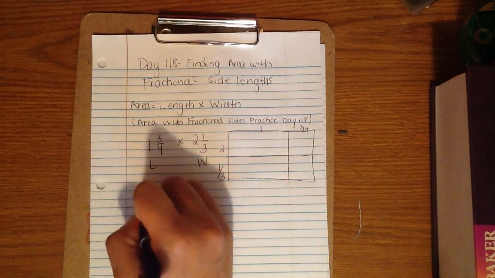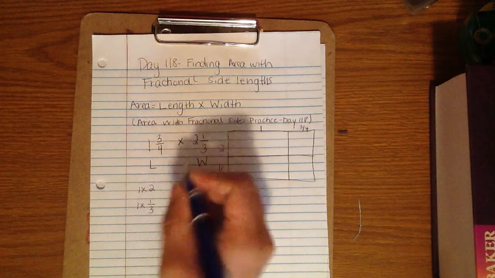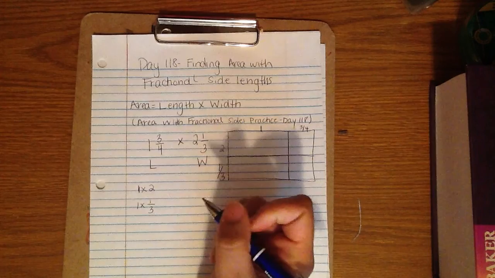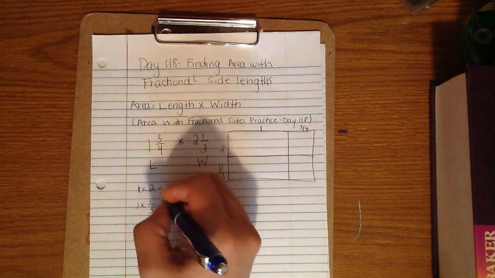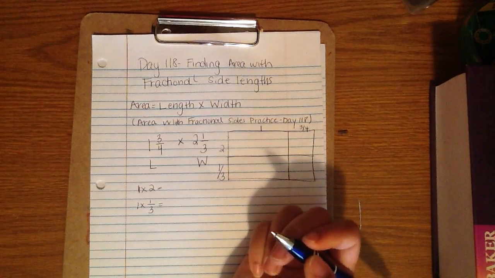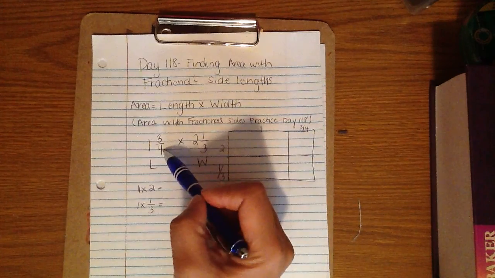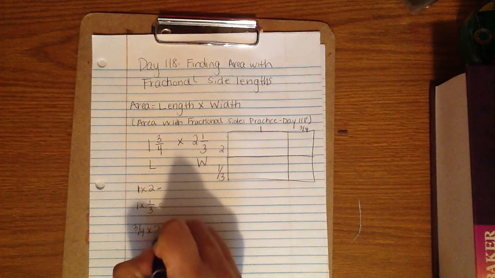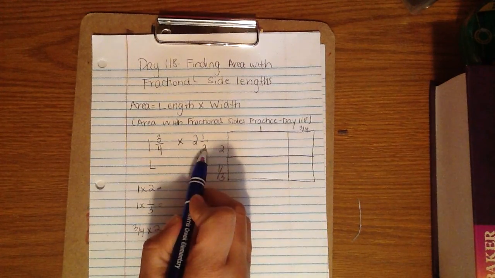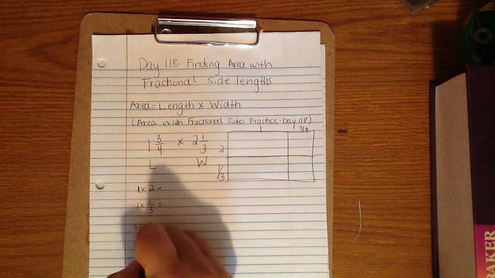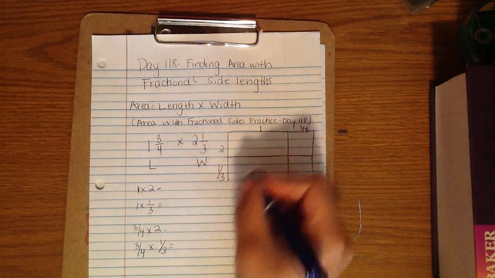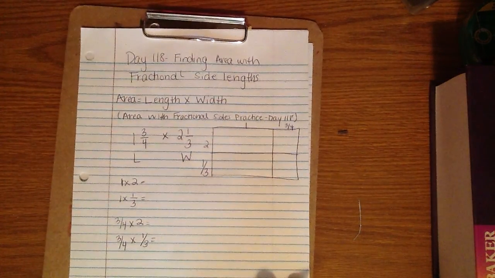A lot of you just want to multiply your whole number times your whole number and your fraction times your fraction. You can't do that. There should be 4 partial products that you're finding. Next, I'm going to multiply 3/4 times 2 and 3/4 times 1/3. Both of these methods should give me the same answer.